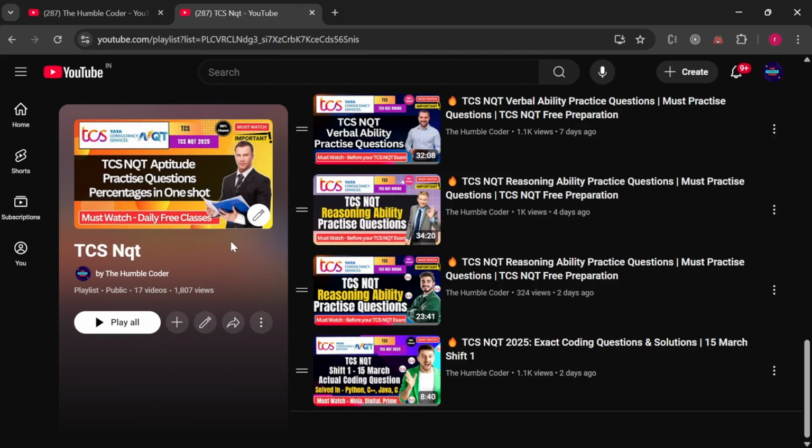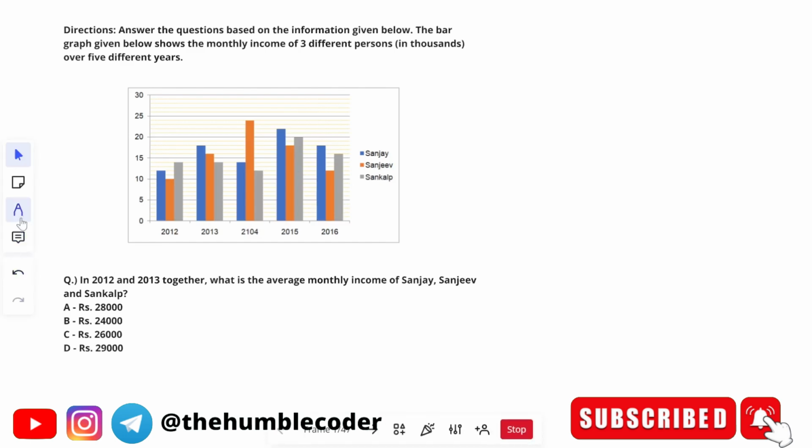So without wasting any time, let's get started with our first question. Let's look at this question that we have. Question is: answer the questions based on the information given below. The bar graph given below shows the monthly income of 3 different persons in 1000 rupees over 5 different years. Okay, so see guys, we have this graph. Now based on this graph we will have multiple questions that we need to answer. Let's understand what this graph is saying.